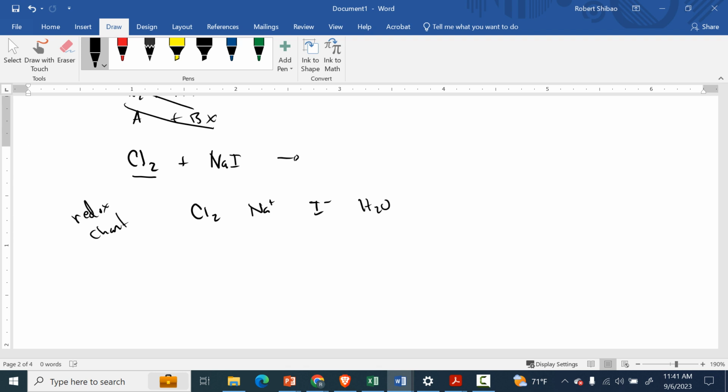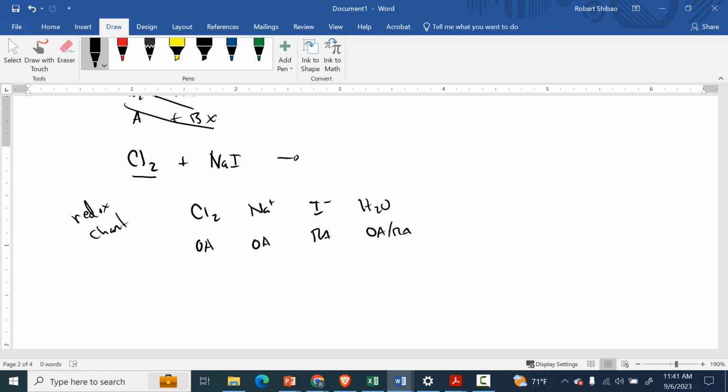Let's see. I gave copies of the chart last time. I have to bring an extra chart. We look at it. Chlorine is an oxidizer. Is it also a reducer? No, it doesn't occur on the right side, only on the left side. Sodium is only on the left side, so it's an oxidizer. Iodide is on the right side, so that's a reducer. Water is on both sides, so it's an oxidizer and a reducer.